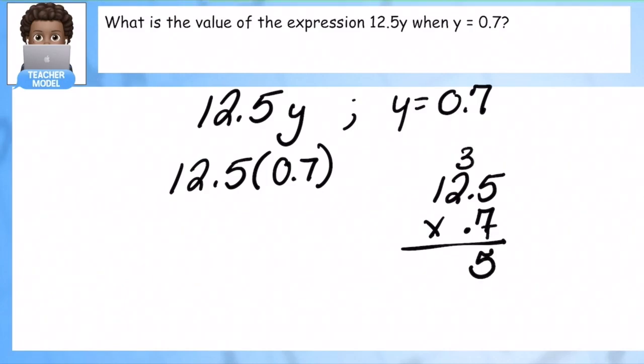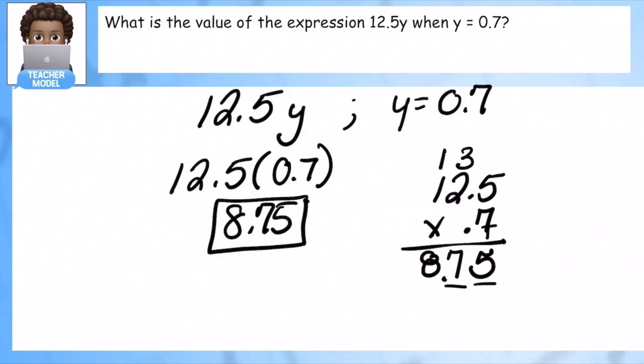7 times 5 is 35. 7 times 2 is 14. 14 plus 3 is 17. 7 times 1 is 7 plus 1 is 8. And now I have two decimals, so I'm going to move this 2 spaces to get 8 and 75 hundredths. There you have it. It's still a one-step substitution, but notice that parentheses really matter. Without them, you get a very funky, weird number. So let's jot this one down into our notes.